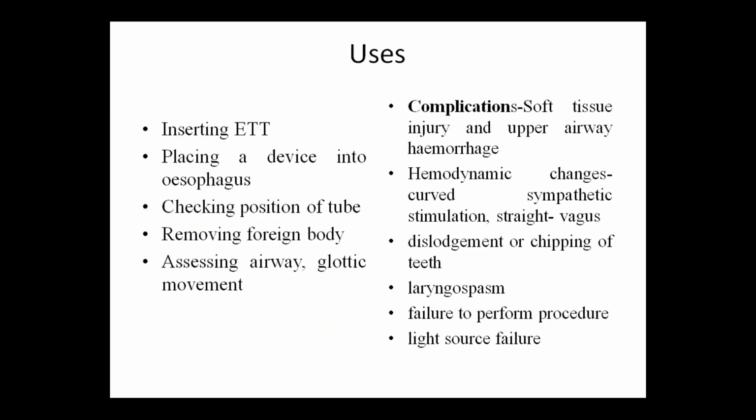Now, as I told you, after parts and proper indications, you will be asked about the uses. We all know the laryngoscope is used for inserting an endotracheal tube, placing a device into the esophagus, checking the position of the tube, removing a foreign body, or for assessment of the airway, the glottic airway. Similarly, the complications. We all are aware of the hemodynamic changes, but you should be able to enumerate your list of complications or uses of that instrument.